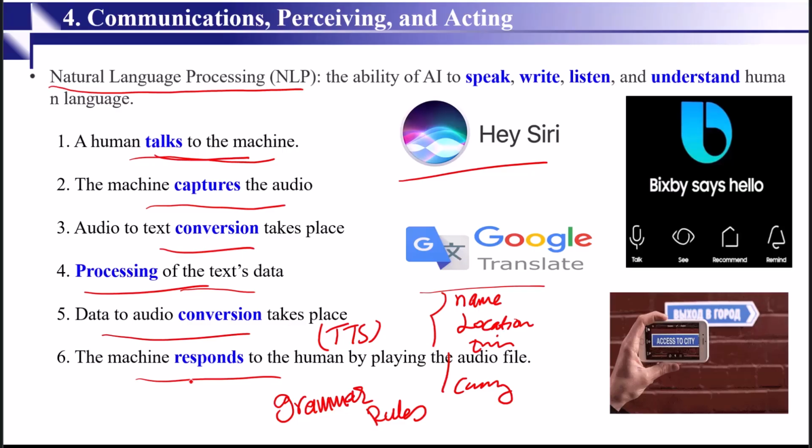And then the machine responds to the human. After generating the response, either text or audio, the machine presents the output to the user either by displaying text on a screen or playing the audio response. For example, when we ask a virtual assistant a question, it processes the question and responds either by speaking or showing text on the screen. In here, we are dealing with various components in NLP, for example, speech recognition, natural language understanding, natural language generation, and text-to-speech, and there are many applications that we will see later.